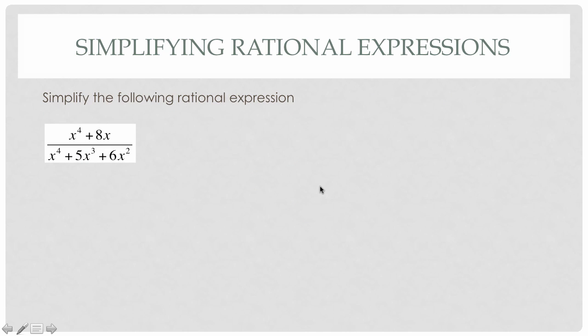We do the same exact thing, however, when we're asked to simplify rational expressions. So here we go. We've got x to the 4th plus 8x, all divided by x to the 4th plus 5x to the 3rd plus 6x squared. Let's simplify this down. We'll do the same exact thing. We want to factor, so hopefully you remember how to factor all your polynomials. Up on the top, I've got a common factor of x. That gives me x times (x to the 3rd plus 8).